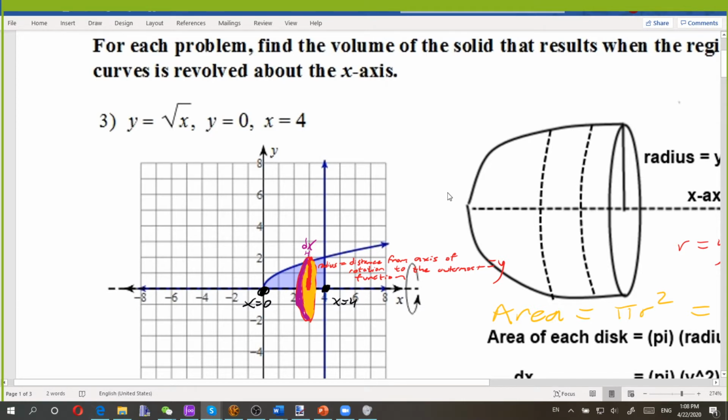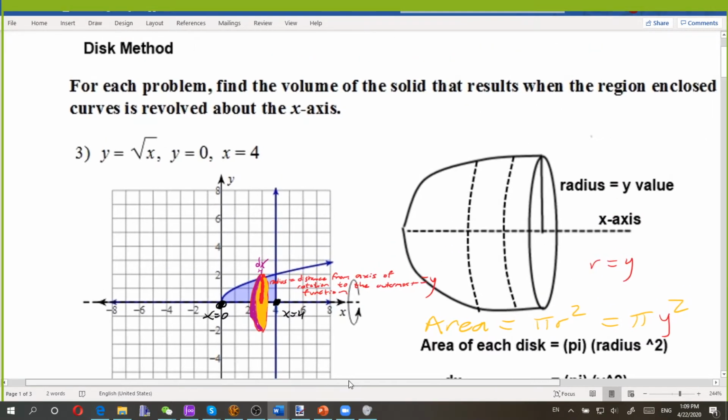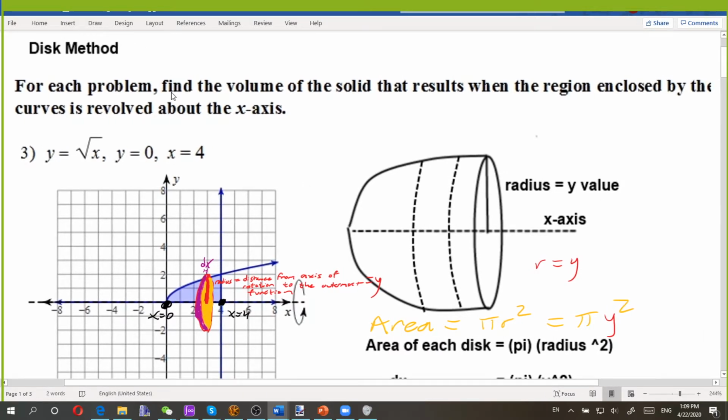So here I've got, zoom out so we can see the whole problem. We are finding the volume of the solid that happens when we revolve this area in blue about the x-axis, which means I'm going to take this two-dimensional blue area here and spin it about the x-axis in order to create this three-dimensional shape, a shape that looks kind of like an acorn or a bullet.